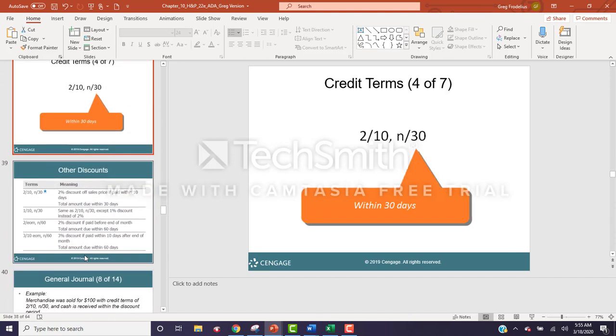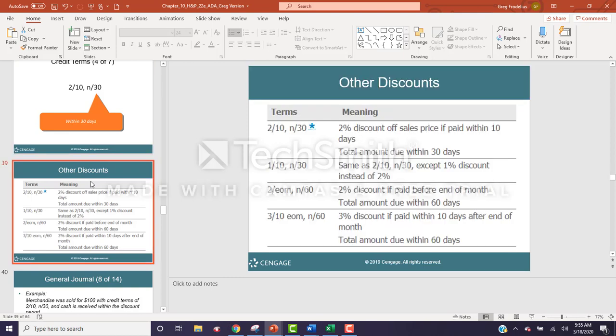And of course, like I said, the rest is due in 30 days. Here's a combination of several of them. We got 2% within 10 days, net 30. You got a 1% 10 days, net 30. And you got a 2% if paid by the end of the month.